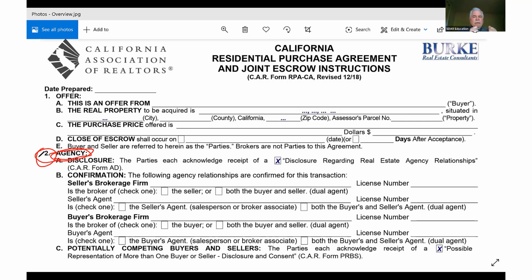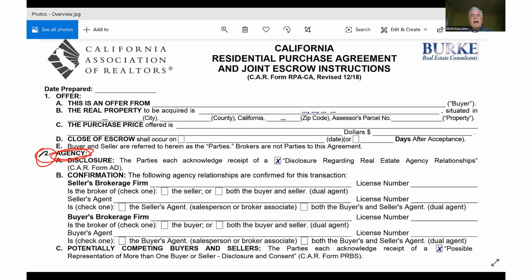Agency is incredibly important, so much so that DRE says if you don't disclose agency to the client, you're not entitled to get paid. And by the way, if you close a transaction, they can take your license for that. So you want to make sure that you do that. When I said to you earlier about the template, page 1 of the template is always going to be our disclosure regarding real estate agency relationships form.